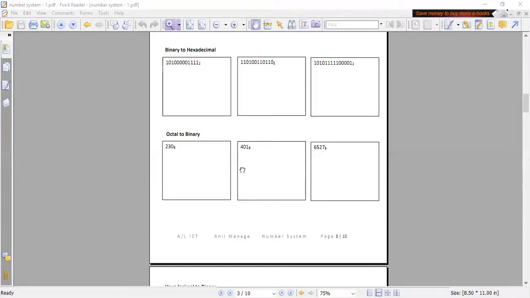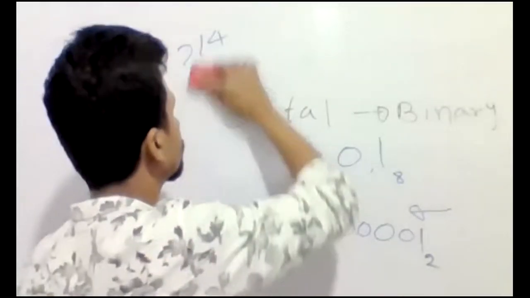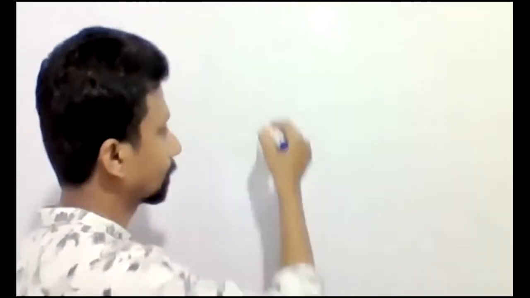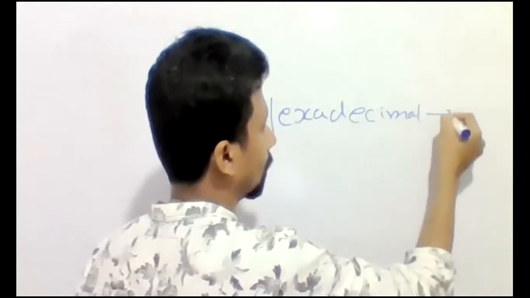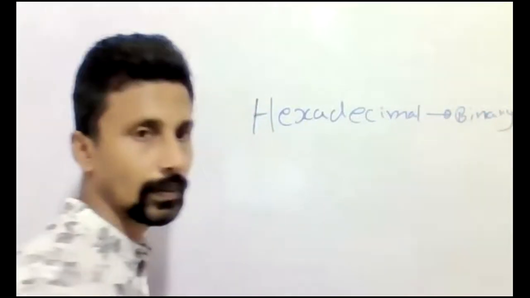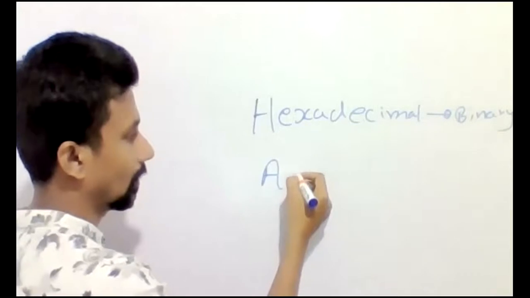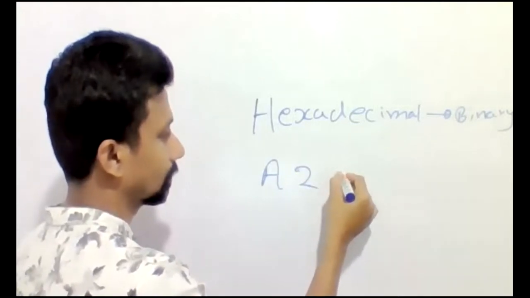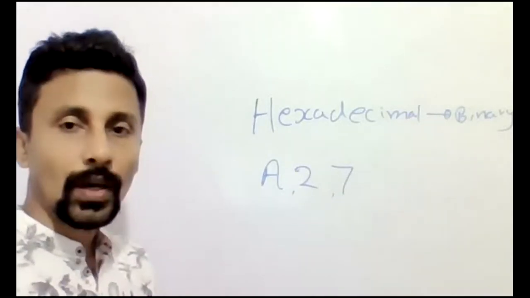Write down the topic. Hexadecimal to binary. Hexadecimal to binary. Right? So we'll take one example. I'm taking A27. Each separate digit you have to represent with 4 binary digits.